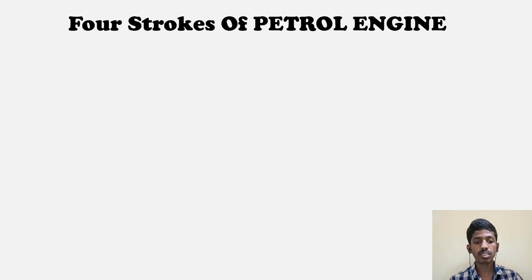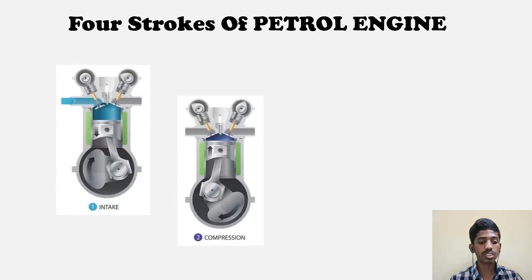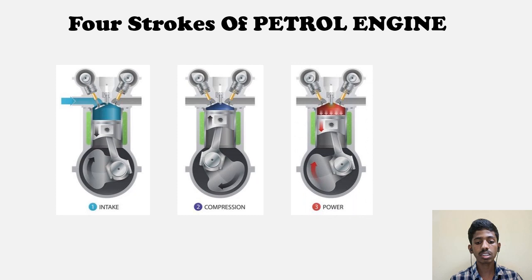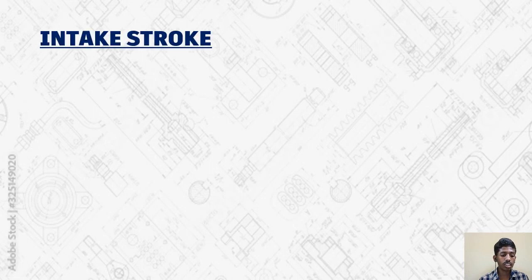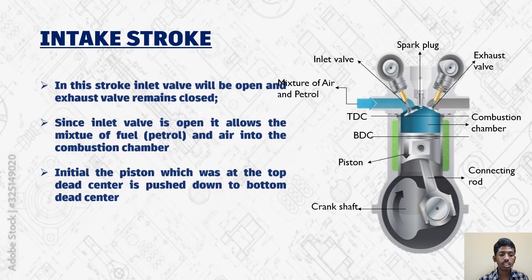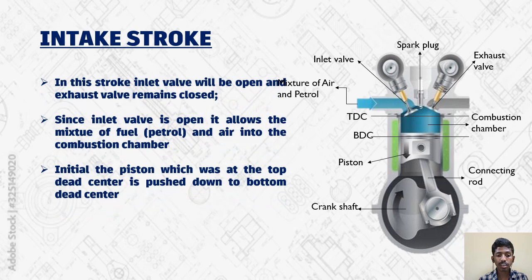The four strokes of a petrol engine are intake stroke, compression stroke, power stroke, and exhaust stroke. Let us see the first stroke, the intake stroke. In this stroke, the inlet valve will be open and the exhaust valve will be closed. Since the inlet valve is open, a mixture of air and petrol is allowed to come into the combustion chamber.